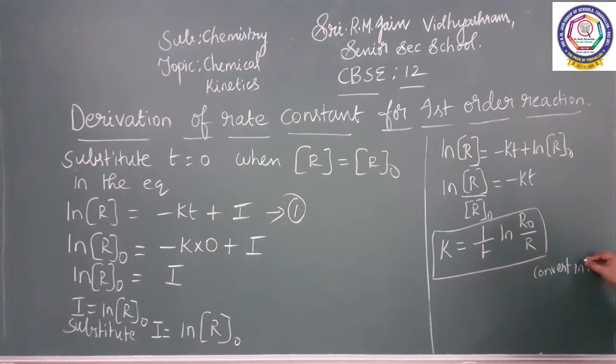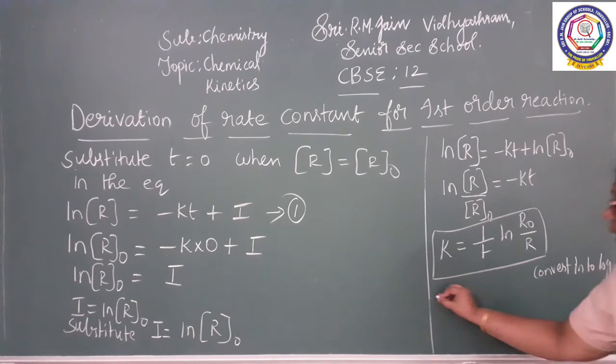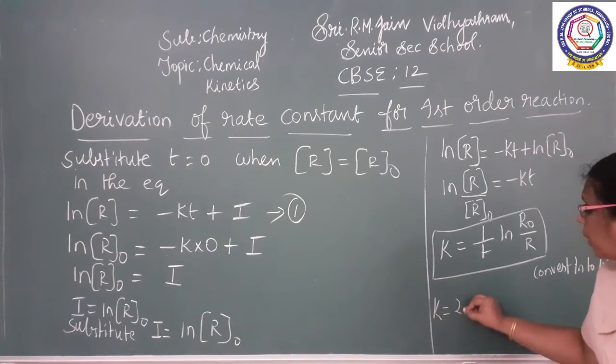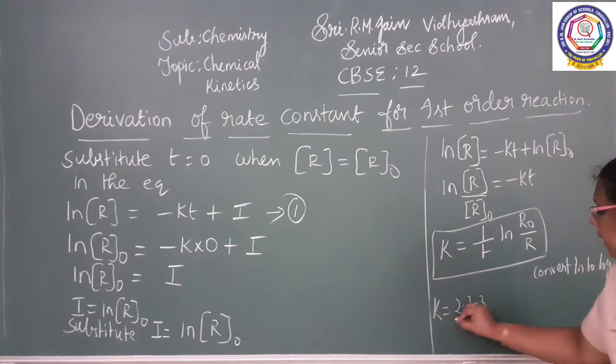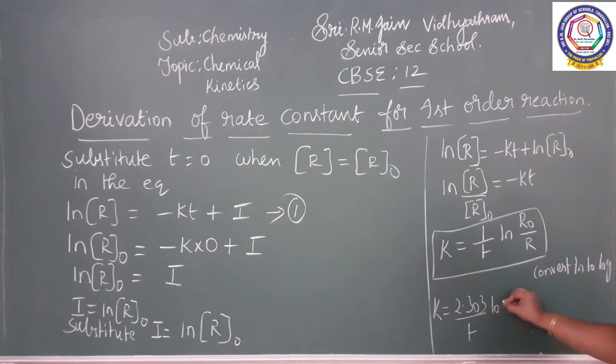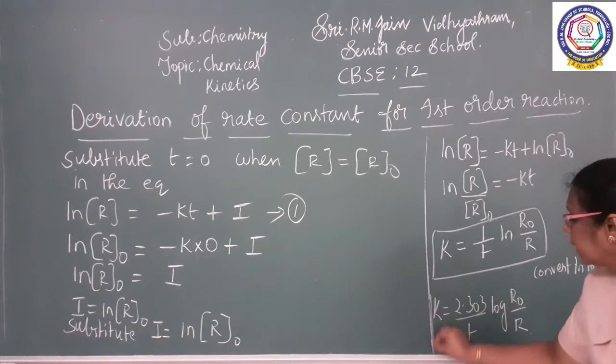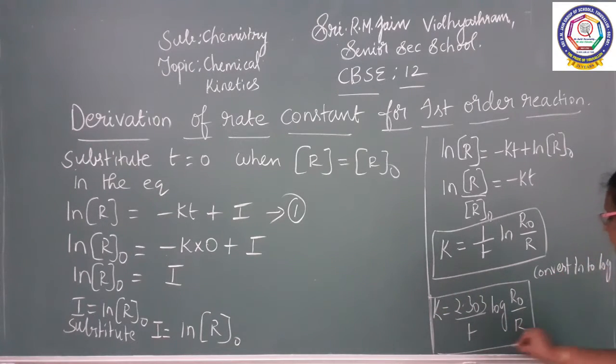Convert ln into log. So, what you will see? K is equal to 2.303 divided by T log R naught by R. So, to convert ln into log, multiply by 2.303. So, what we have done?